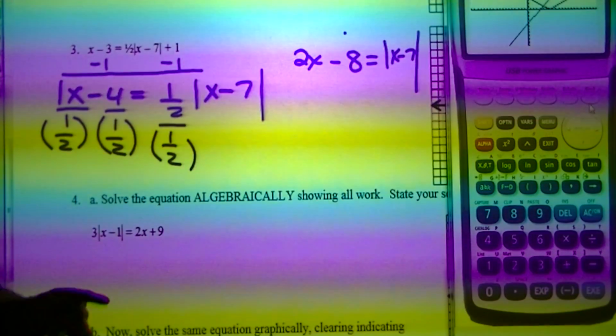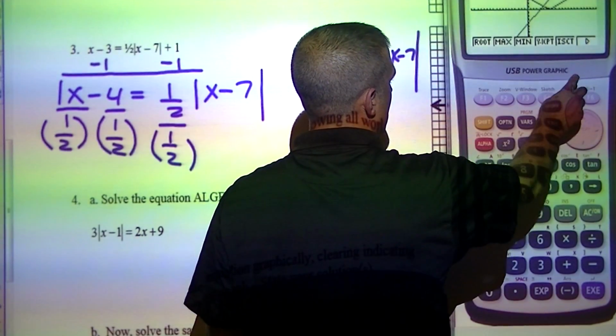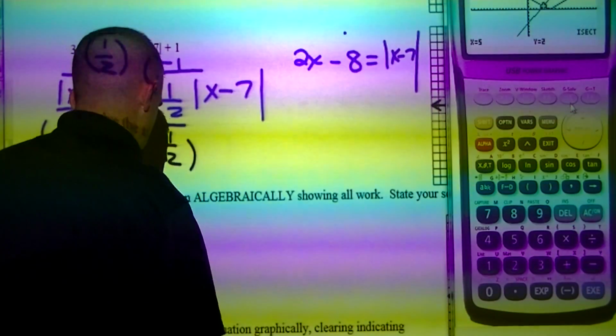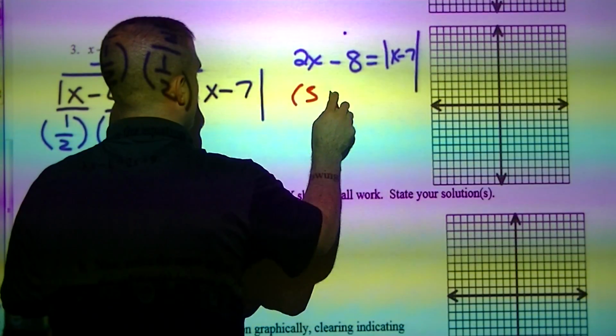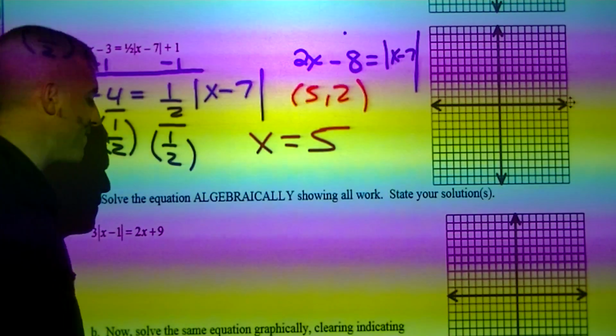And as you can see, there's one intersection point. All right, I'm going to find that intersection. G-solve intersection: 5, 2. Okay, 5, 2 is my intersection point. My answer is x equals 5. Okay, now I have to graph this.